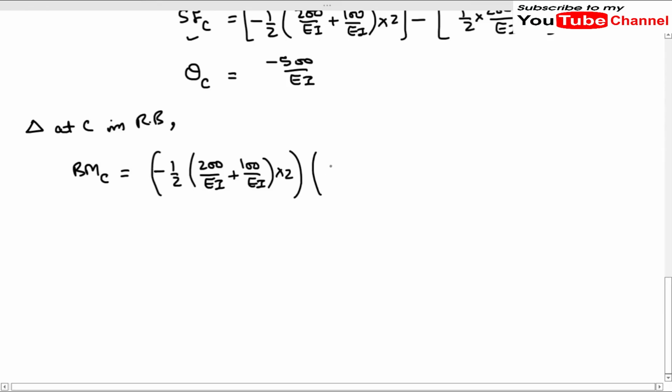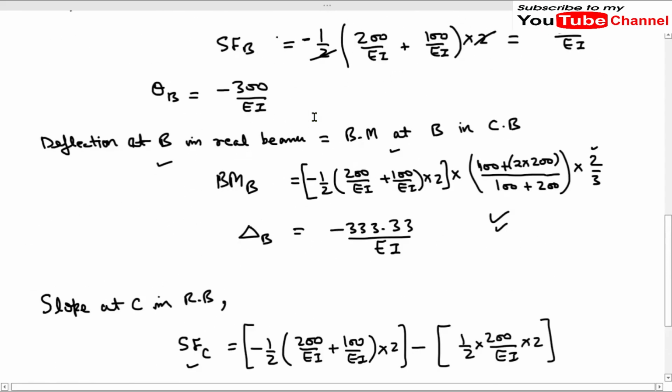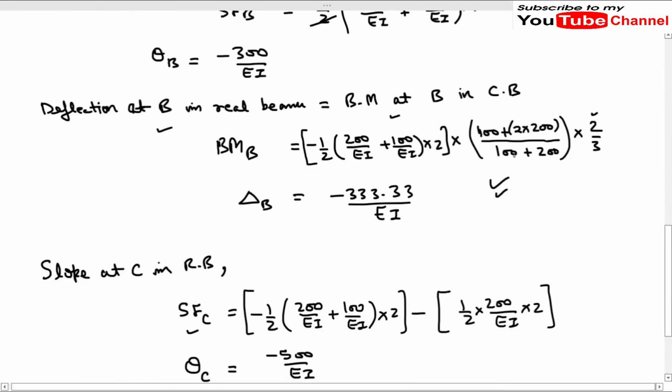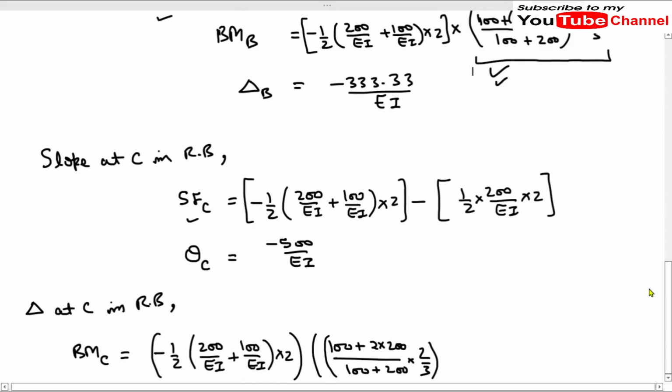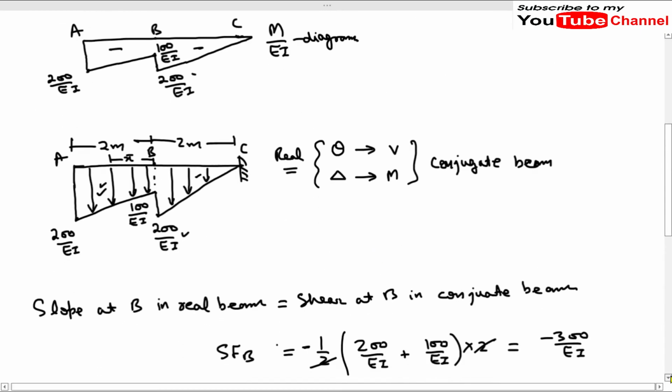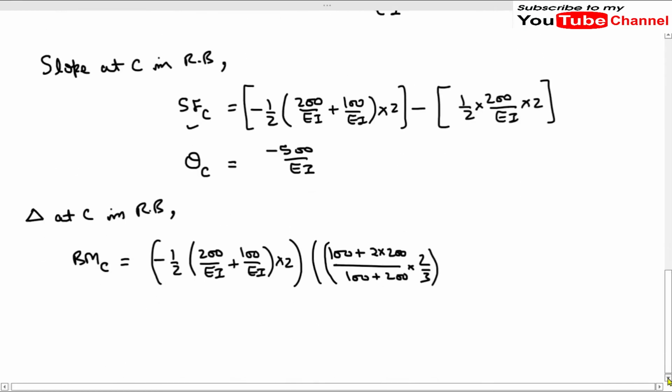Now the distance of CG. So the distance of CG will be (100 + 2 × 200)/(100 + 200) × 2/3. So this value is the distance of CG of this trapezoid from B. Okay, from B. Be careful, as we have done here. So this is the value of the centroid of this trapezoid from B, but we are finding the bending moment about C. So we have to add 2 meters to this value.